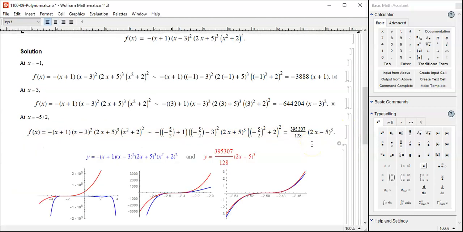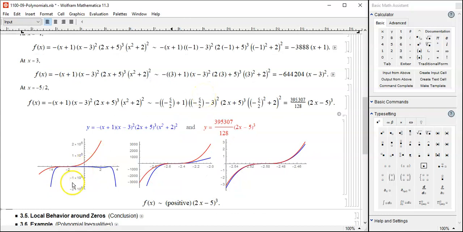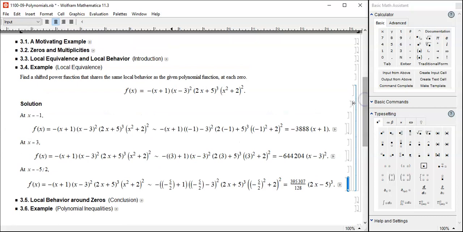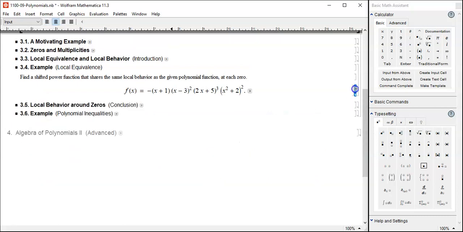Therefore, we get this kind of graph. Curved, slows down, but increasing. So blue is the original, red is the shifted power function. Compare these two. They don't really resemble each other, but locally they behave kind of similarly. And as you can see here, if you zoom in further, they become kind of indistinguishable. That's the local equivalence in action.